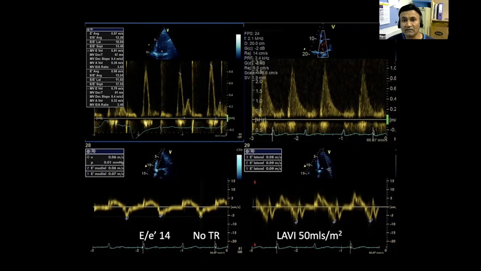So that's a continuous wave across the mitral valve. Look, maybe have another look through that, Ravi, at where the color box is and where the sample volume is.